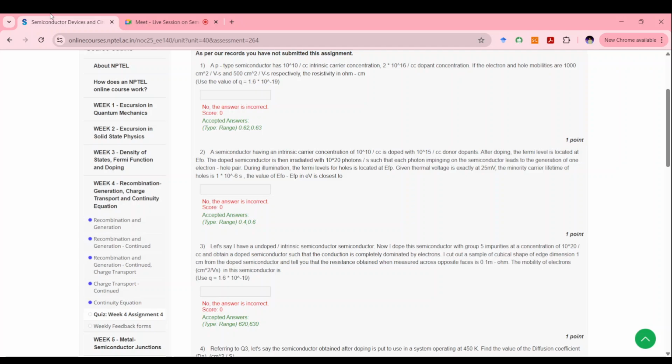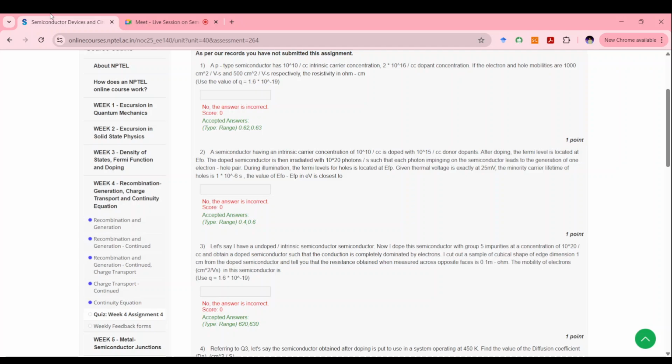After doping, the Fermi level is located at EF naught. So they are just mentioning that after doping, the Fermi level is notated as EF naught.